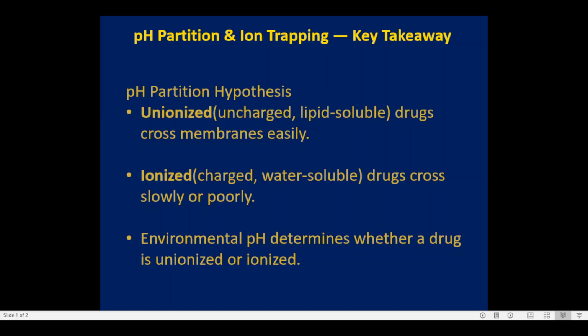Our body is not uniform. The stomach is acidic, the intestine is more alkaline, and the blood is nearly neutral. So, the same drug can change its form as it moves from one place to another. This small environmental shift can significantly influence how much of a drug is absorbed, how quickly it reaches the bloodstream, and where it tends to stay.